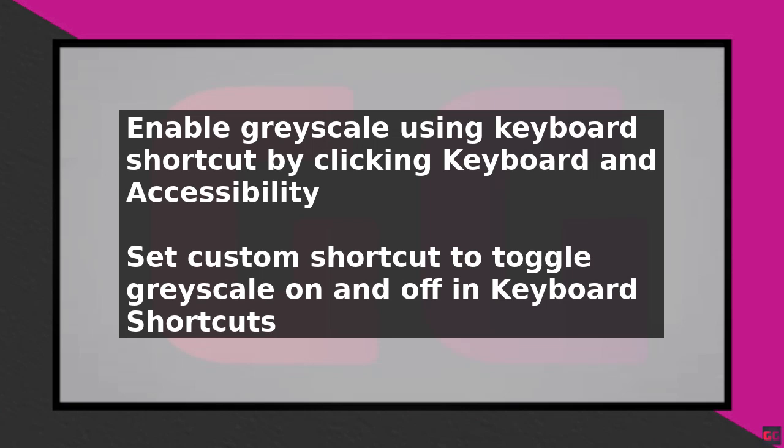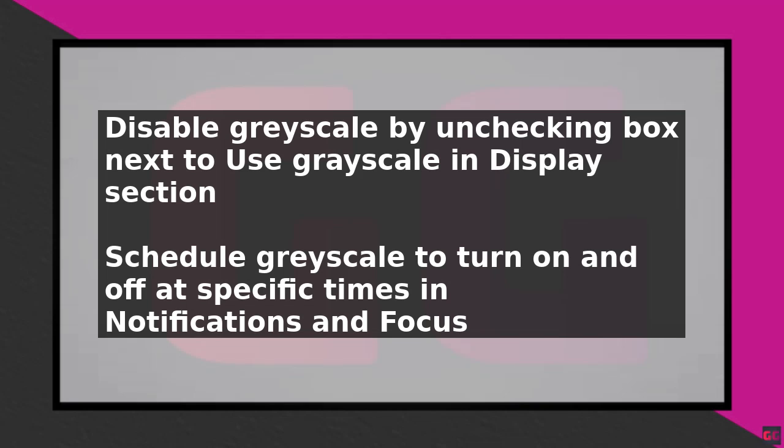in black and white. To disable grayscale, simply go back to the Display section in the Accessibility window and uncheck the box next to Use Grayscale. Your screen will immediately return to its normal color display.